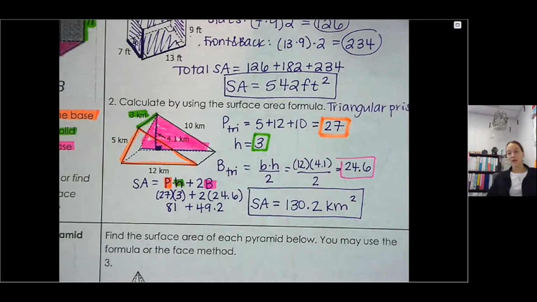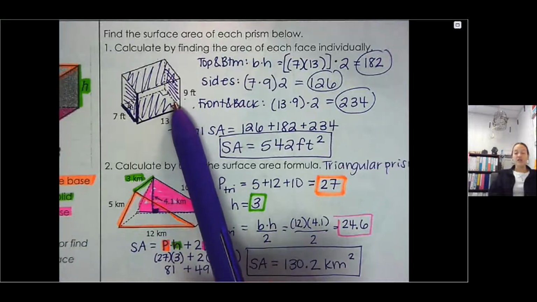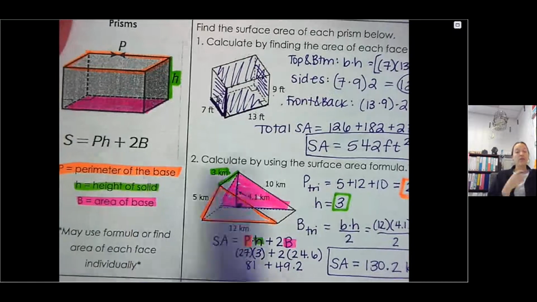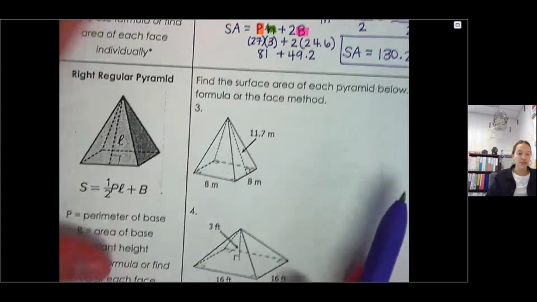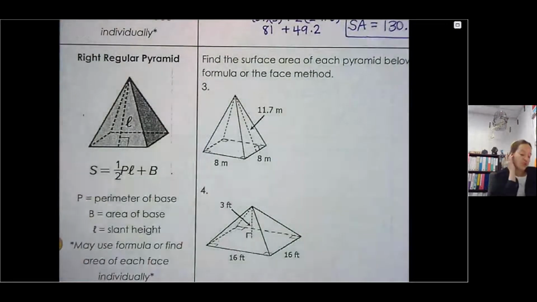So I have the option of either doing the first method, which is finding the area of each face, or you have the option of doing the second one, which is just plugging into the equation. For the remainder of our examples here, I am going to just use the equations just to kind of keep it easy for us. Okay, number 3, we're going to find the surface area of each pyramid.